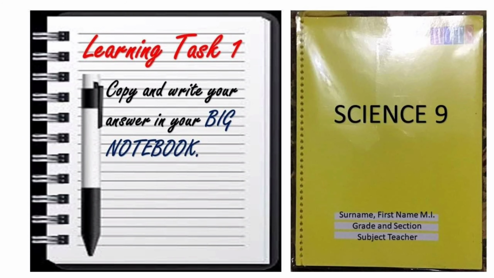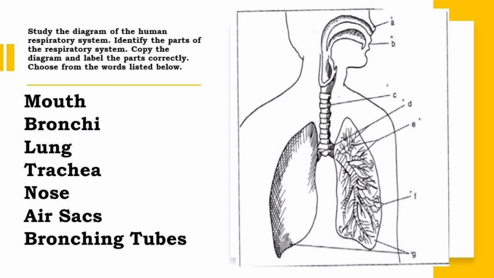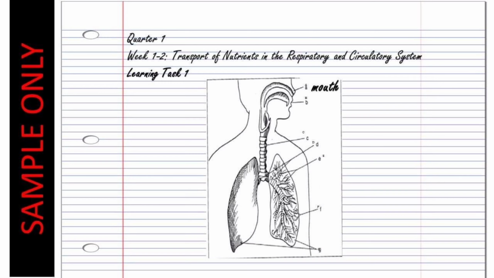For our first learning task, you're going to copy and write your answer in your big notebook. Study the diagram of the human respiratory system. Identify the parts of the respiratory system. Copy the diagram and label the parts correctly. Choose from the words listed below. Please be guided with our example for the first learning task. You're going to draw the human respiratory system and label each part.